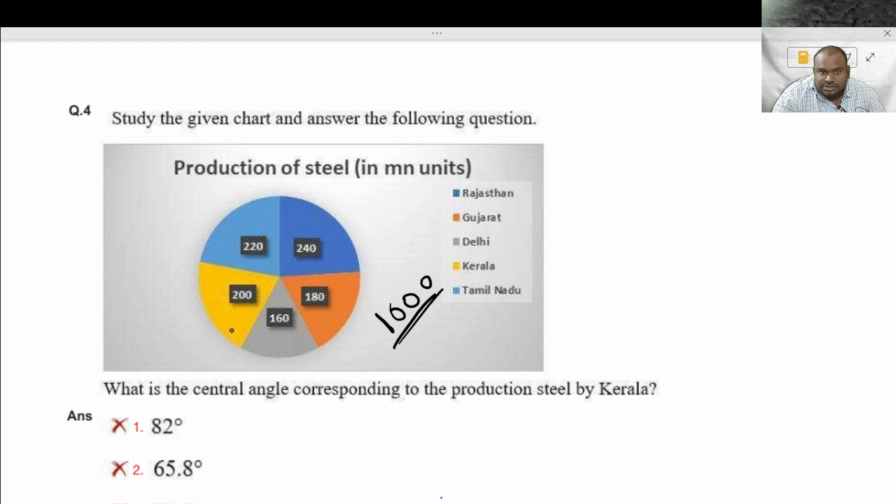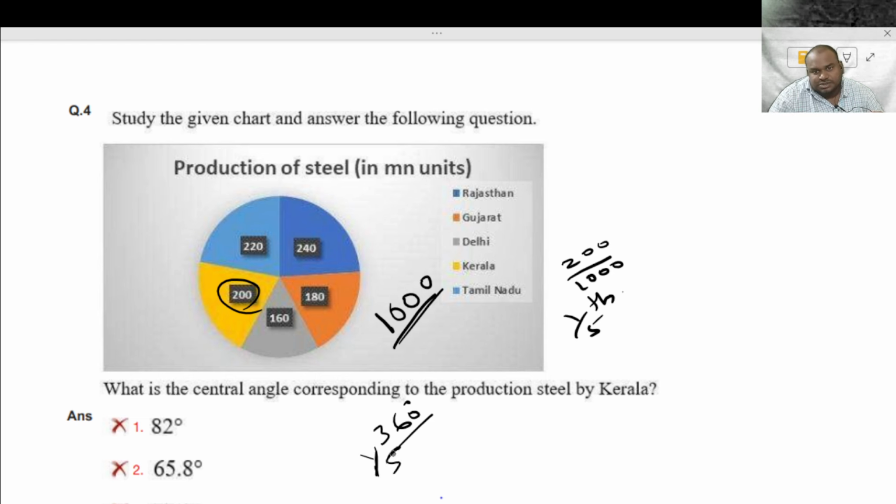In that 1000 units, we need only 200, that is for Kerala. So 200 out of 1000, which is 1/5. Same way, the entire thing is per 360 degrees, right? So 360 degrees multiplied by 1/5, because it is proportional to 360 degrees. So 72 degrees will correspond to 200.